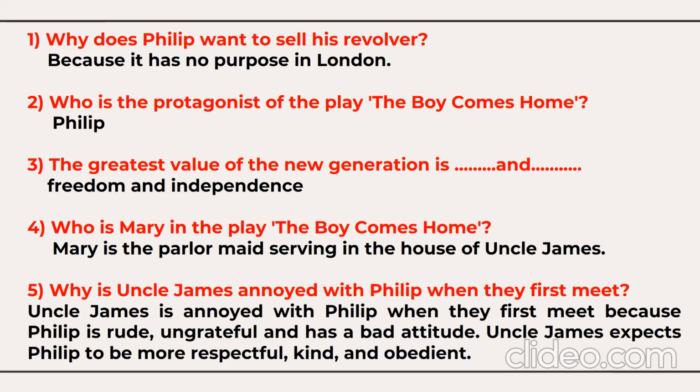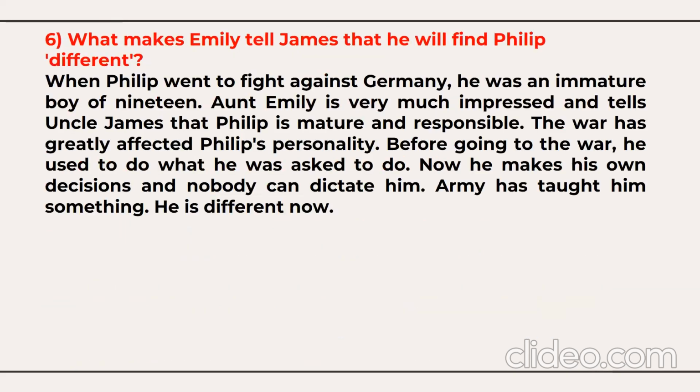Why is Uncle James annoyed with Philip when they first meet? Uncle James is annoyed with Philip when they first meet because Philip is rude, ungrateful, and has a very bad attitude. Uncle James expects Philip to be more respectful, kind, and obedient, so he feels annoyed with Philip when all the family members meet for the very first time.